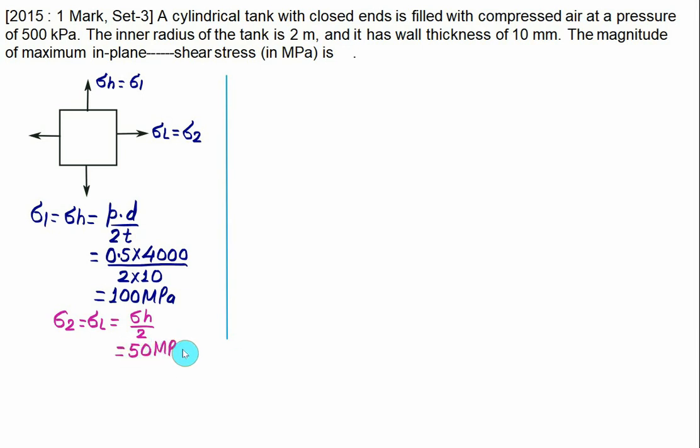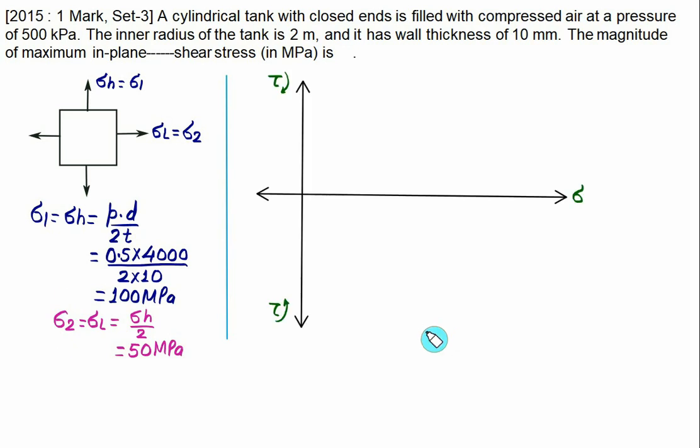So we are ready with the two principal stresses, sigma 1 and sigma 2. So let's draw the normal stress and shear stress axes to represent the Mohr circle for the two-dimensional state of stress, that is, the plane stress. Let O represent the origin. First we mark sigma 1, which is equal to 100 megapascal. 100 megapascal will be somewhere here.